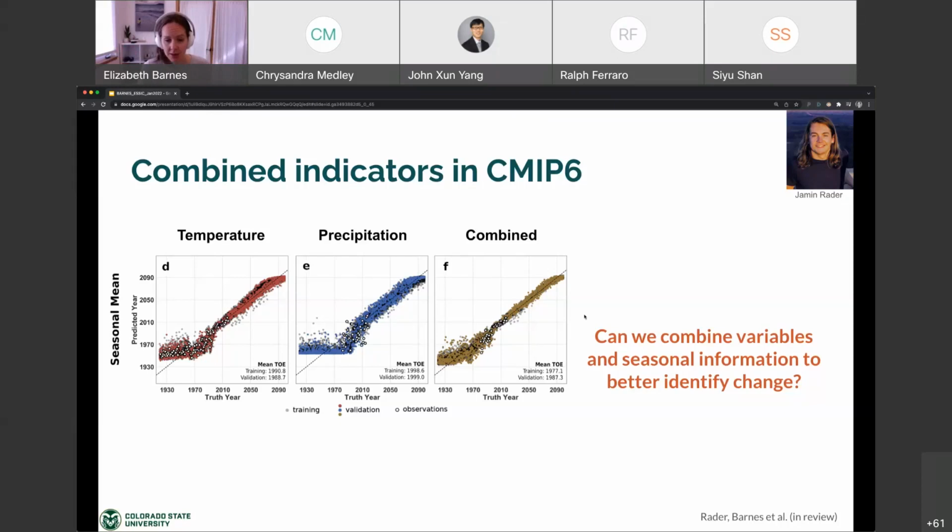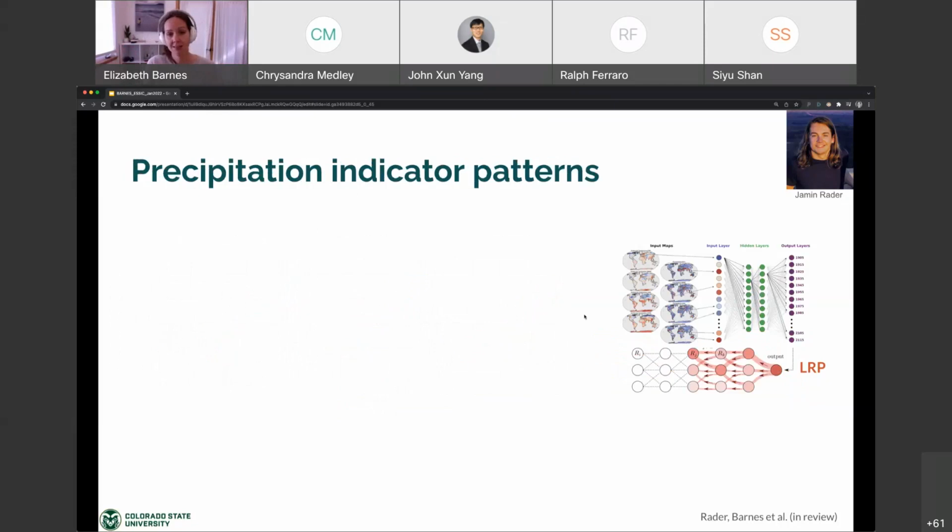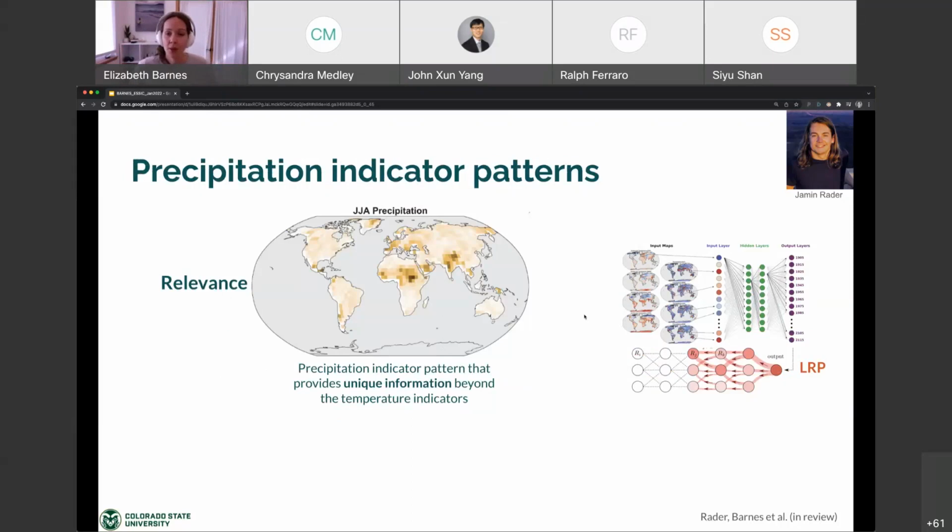Now, once again, we can use our heat map explainable AI method to track back through the network and ask where did it look, which seasons were most useful or reliable indicators, which variables. One of the nice things I like about this approach is we can actually come up with a map for precipitation that provides unique information beyond temperature. We all know that temperature is the fingerprint, if you will, of climate warming. There's no question about that. And indeed, our neural network uses temperature the most, as it should. But this allows us to actually find the locations of precipitation that are unique and separate from what the temperature fields are already giving us.